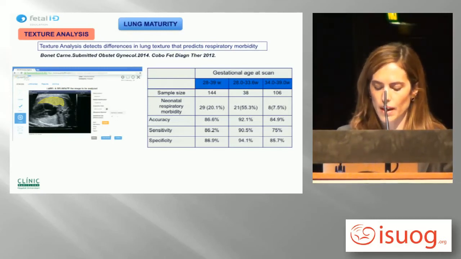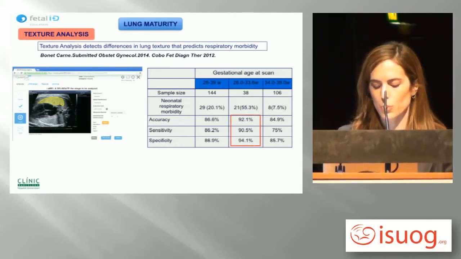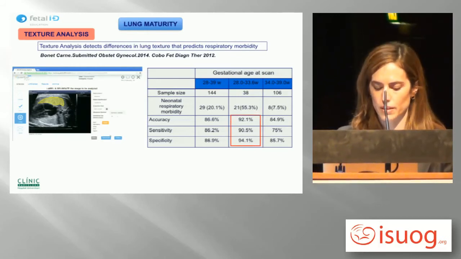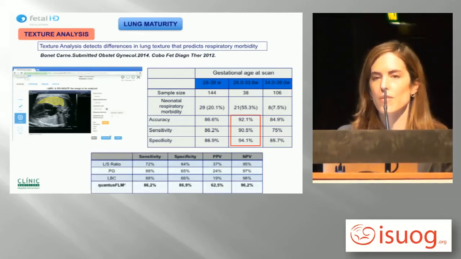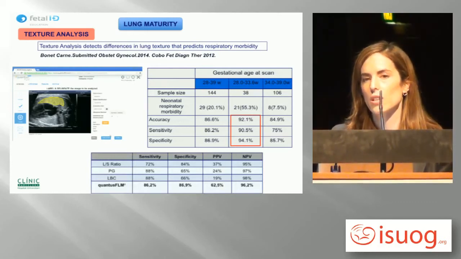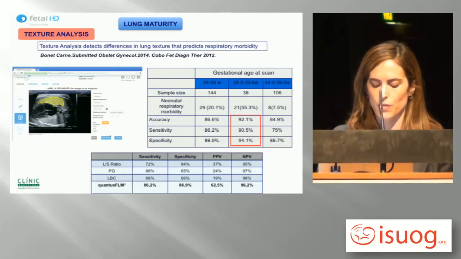We then assessed whether texture analysis was able to predict the rate of neonatal respiratory morbidity. We found that this software was able to predict the rate of neonatal respiratory morbidity with an accuracy of 92%, which is very similar to the results obtained by different tests that use amniotic fluid obtained with invasive techniques, such as, for example, lecithin sphingomyelin.